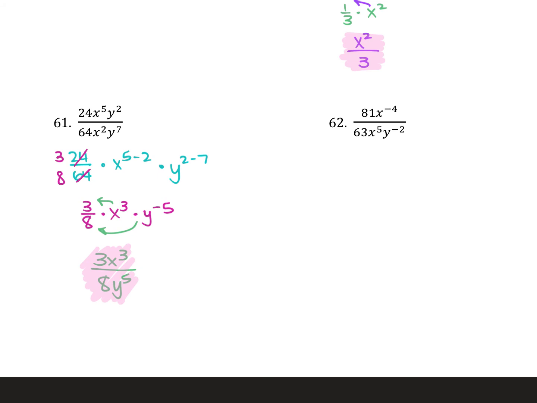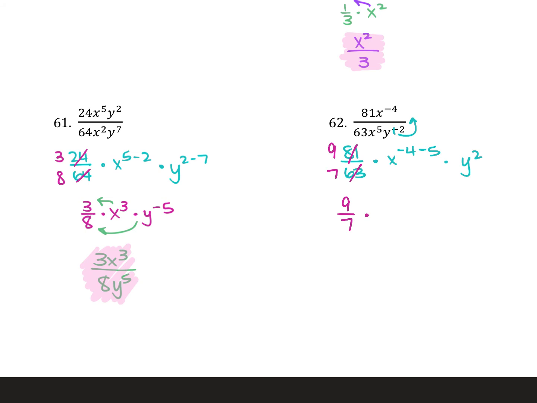For 62, you have 81x to the negative fourth power over 63x to the fifth power, y to the negative second power. For these, you can separate these again. So it's 81 over 63 times x to the negative fourth minus the fifth times y to the second. If you bring that y to the negative second up top, it becomes positive. So from here, the 81 and the 63 are both divisible by 9. So 81 becomes 9, 63 becomes 7. So that's 9 over 7.